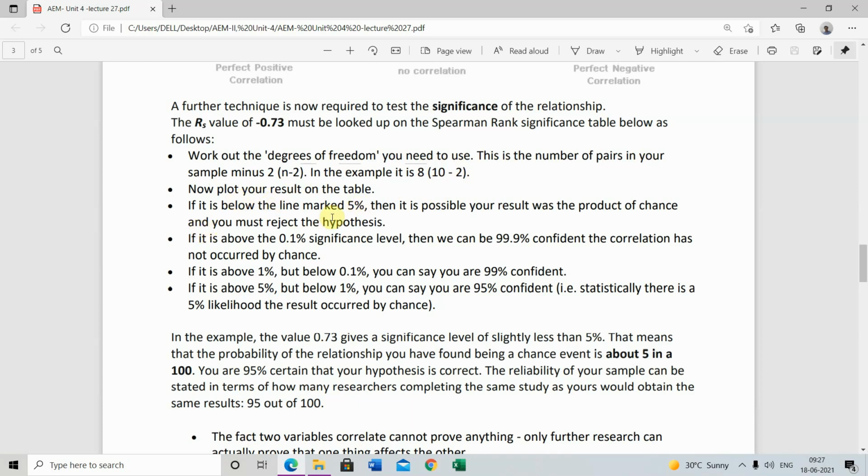If it is below the line marked 5%, then it is possible your result was the product of chance and you must reject the hypothesis. If it is above the 0.1% significance level, then we can be 99.9% confident the correlation has not occurred by chance. If it is above 1% but below 0.1%, you can say you are 99% confident. If it is above 5% but below 1%, you can say you are 95% confident. Statistically, there is a 5% likelihood the result occurred by chance.